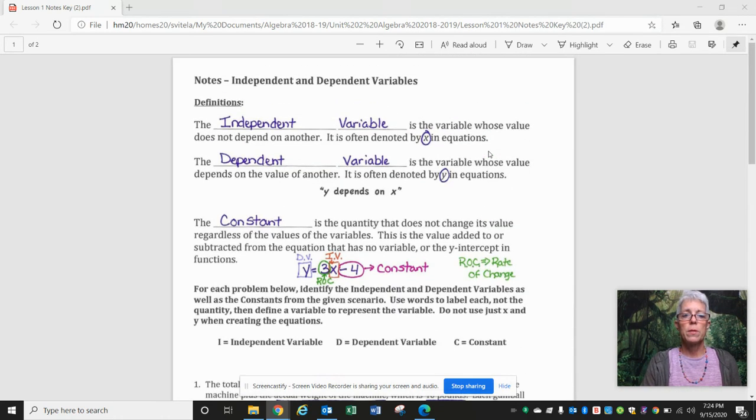So coming back up to the top, independent is the one where it doesn't matter. It doesn't matter how many chocolate bars you buy. You might buy one chocolate bar, you might buy two, you might buy three. That's independent. But the total cost, that's dependent. The total cost in the example I gave depends on the number of chocolate bars that you buy. So y depends on x. Independent, dependent. Dependent depends on the independent.